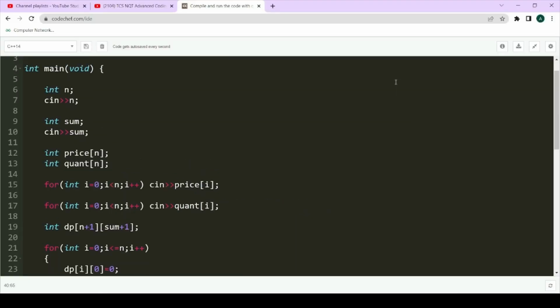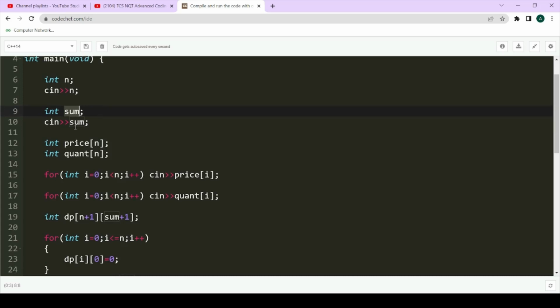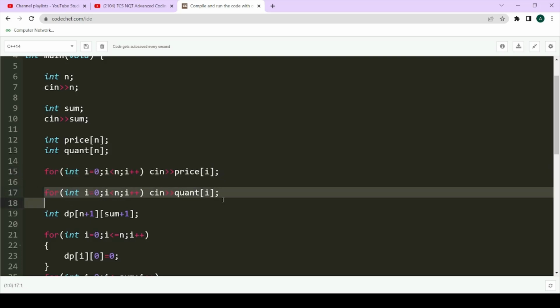Okay, so guys, for saving time, as you all know, I have already written the code. I will just explain to you line by line what is happening inside the code. So first of all, we have taken the number of units as input, that is how many types of fuels we have. Then we have taken the sum as input, that is how much money Hari can spend in buying the fuels. Then we have taken two arrays as input: the prices of the fuels and the quantity of each of the fuels.